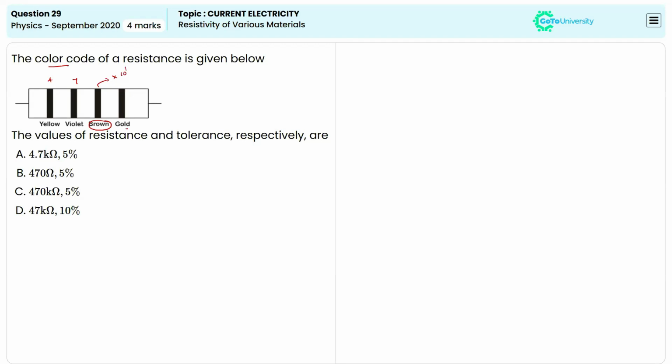And the next one is a gold color. So the gold color tolerance will be plus or minus 5%. So here we can write the value of the given resistor will be 47 times 10 to the power 1 plus or minus 5%, or else we can write 470 ohm plus or minus 5%. So it has a resistance value of 470 ohm and a tolerance of 5%. So the correct answer here is option B.